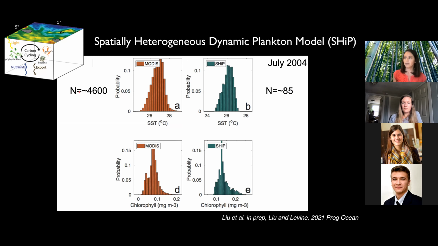And the MODIS image has about 4,600 pixels per day, whereas our simulation is running with 85 grid cells. And we're able to get a very similar distribution. So I think that we have approaches that will allow us to take some of these stochastic processes and findings and models that I've been talking about today and bring them to the larger scale in a way that's computationally tractable.